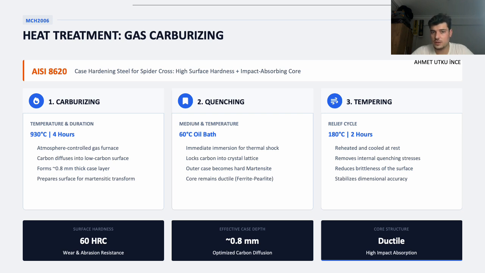Secondly, we perform quenching. We quickly drop the hot part into a 60 degrees Celsius oil bath. This sudden cooling makes the outer layer extremely hard, while the inside core remains tough and flexible.